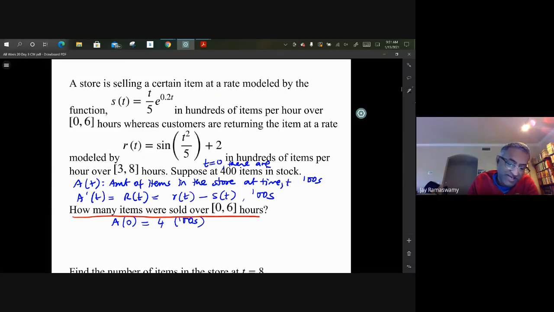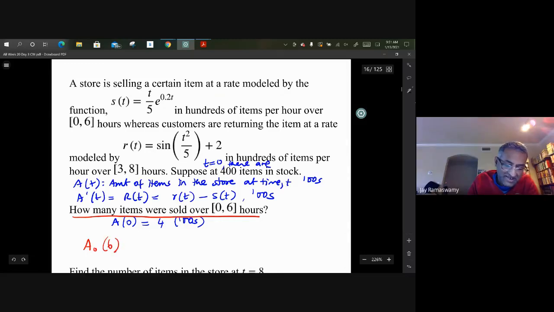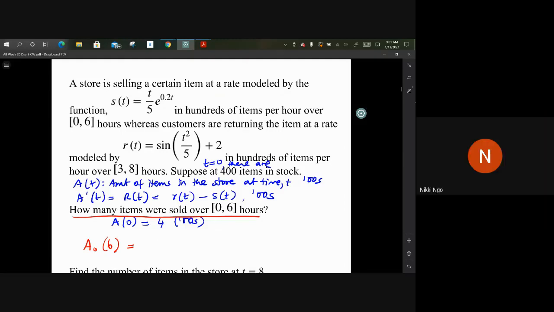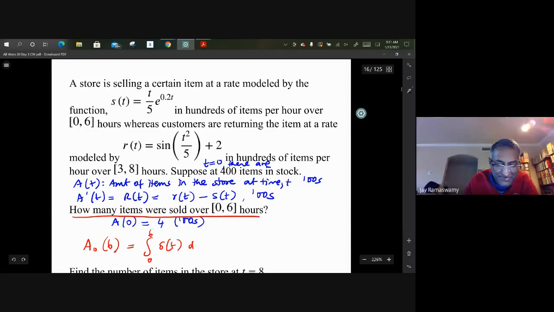Okay, what is the concept? What are they asking for? Amount out. If you're familiar with the idea, if I want amount out, I should integrate 0 to 6, S of t dt, the rate out function. Is everybody okay there?